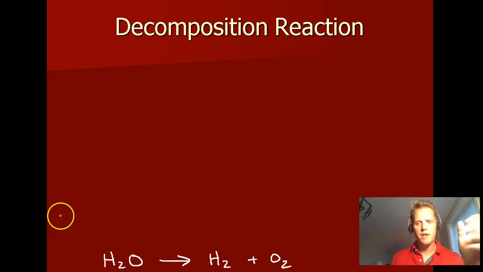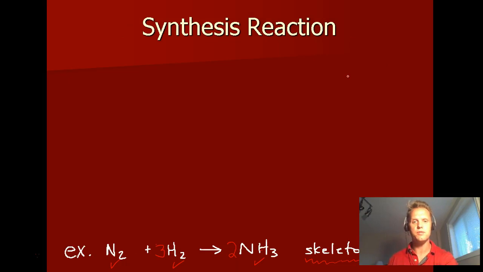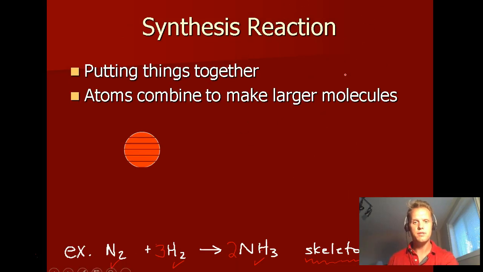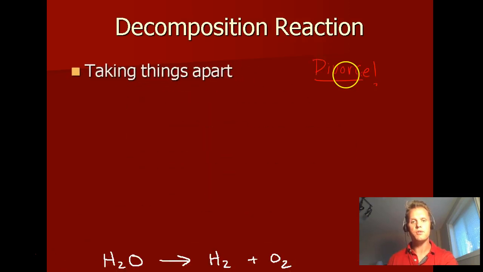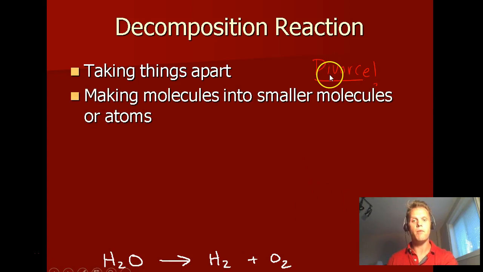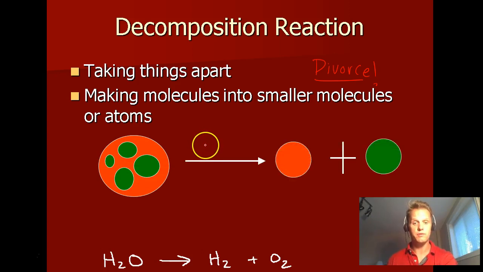So the next type of reaction we're talking about is decomposition. And our analogy for decomposition is going to be divorce, which means to separate. You got one thing and you're separating it into 2 separate things. So that was synthesis, combining to make something larger, and divorce is going to be taking things apart. So it's making a molecule into smaller molecules or atoms, taking something big and making it a little bit smaller. So we got our big item again here, and we're separating it into 2 smaller things.